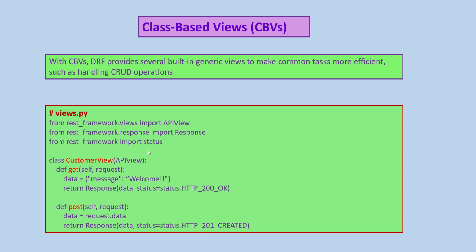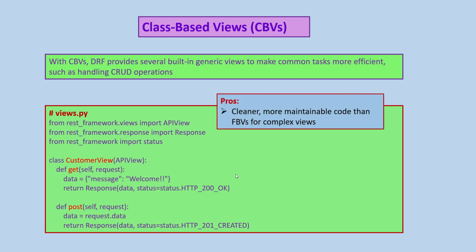This is an example of that. These are some imports, and this is the customer view class, this is the GET method, and this is the POST API. We can use this when we need more structure, like handling multiple request types in one view. At that time we can use a class-based view, and we can add all these APIs within a single class, as you can see in the example.